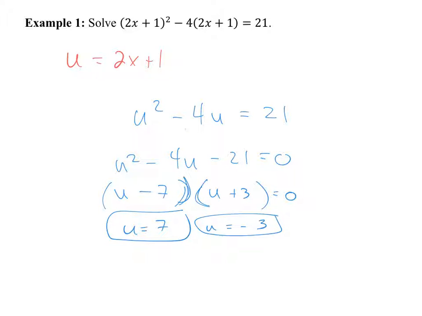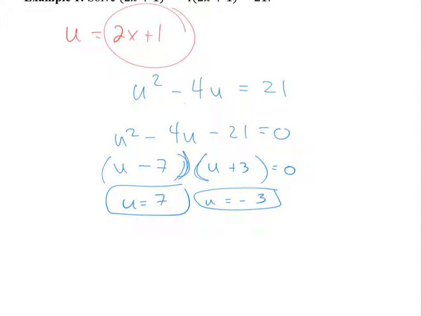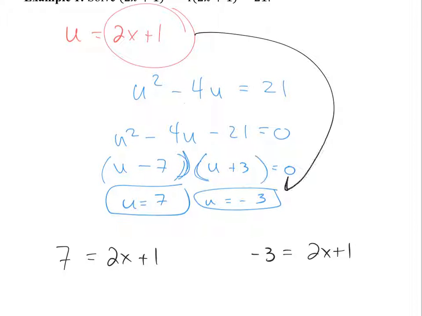Well, if u is equal to 7 or -3, take the let statement from earlier and set that statement equal to either 7 or -3. So take whatever the definition of u is and set it equal to the value that u became. So again, set this equal to that, and set this equal to that.